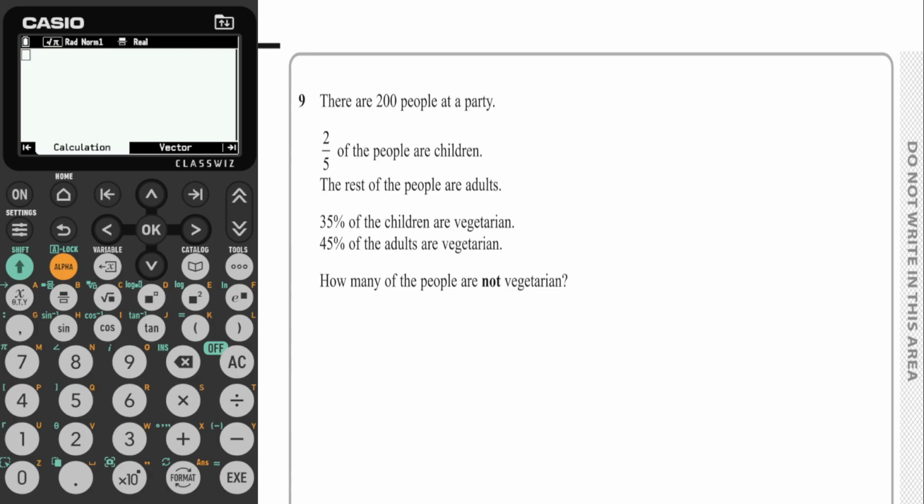So, what we have is 2/5 being children. So if I work out 2/5 of 200, that's 80. So here we have 80 children. So the number of adults we would have is 200 take away 80, which is equal to 120.